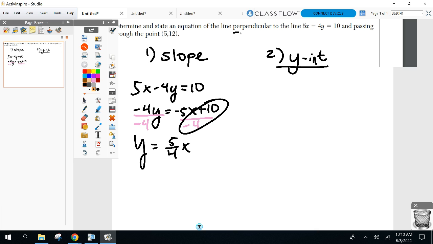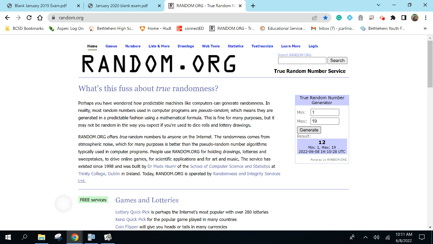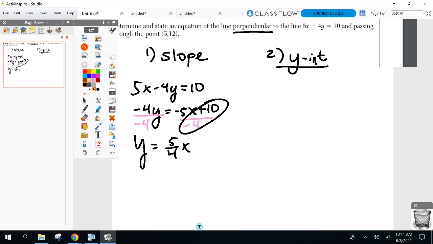But it says it's got to be perpendicular. So what do I have to do with the 5/4 to find my new slope? Darn right. So what's it going to be? All right, there we go. So half of it's done. Negative 4 over 5. Let's go.